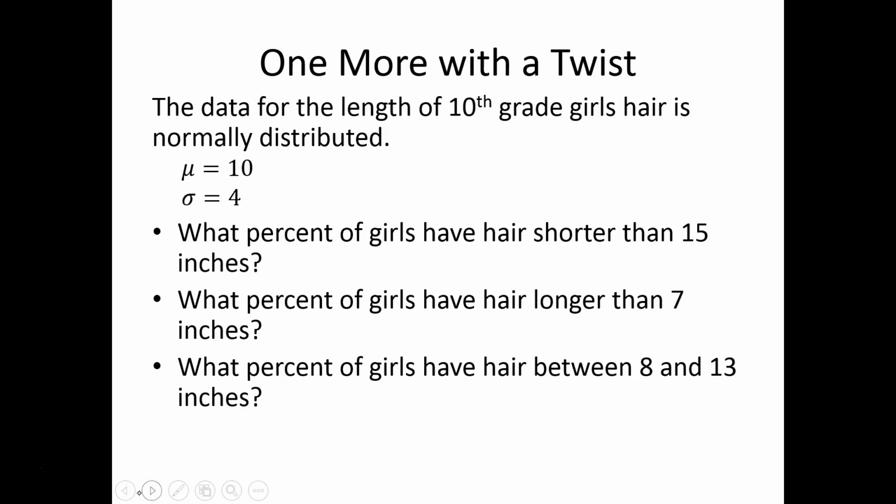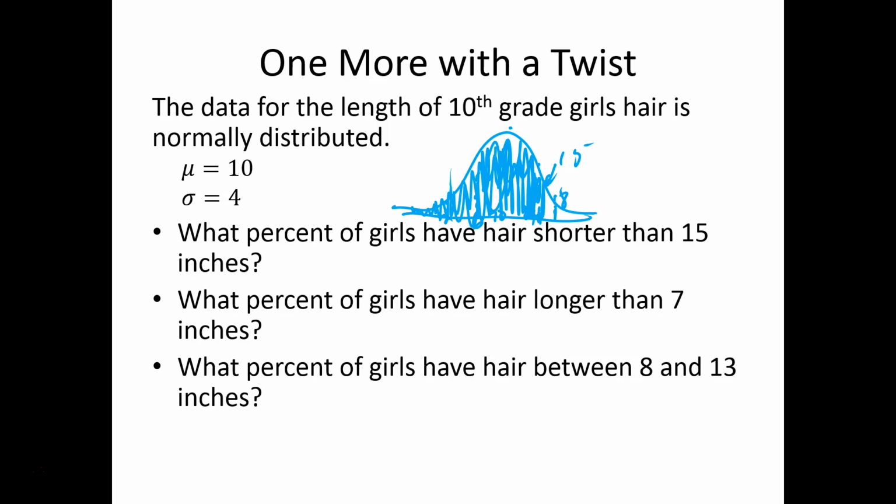So one more with a twist here. So the data for the length of 10th grade girls' hair, once again, is normally distributed with an average of 10 and a standard deviation of 4. There's our 10, 14, here would be 18, and then on the left, 6, and 2. So what percent of girls have hair shorter than 15 inches? So 15 is not one of the values on here. 15 would be like right over here somewhere. And what we're going to do is shade in everything to the left of 15, because that's the area that we want. So there's the area right there that we want.